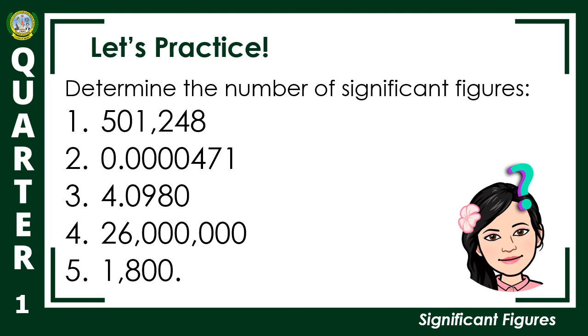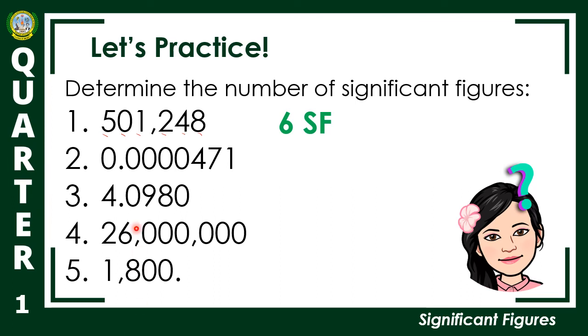Let's practice what you have learned. Determine the number of significant figures in the following numbers. Number 1, we have 501,248. So, syempre, bibilangin na agad natin yung mga non-zero digits because all non-zero digits are significant. So, we have 1, 2, 3, 4, 5. And then yung zero na to, since this zero is between 5 and 1, which are non-zero, meaning it is significant. So, all in all, we have 6 significant figures.